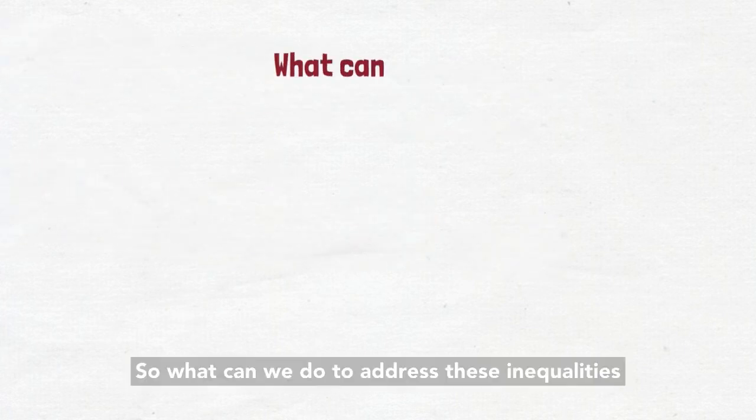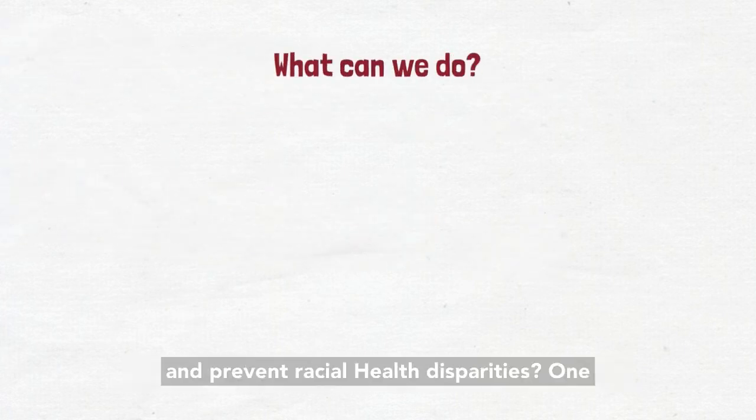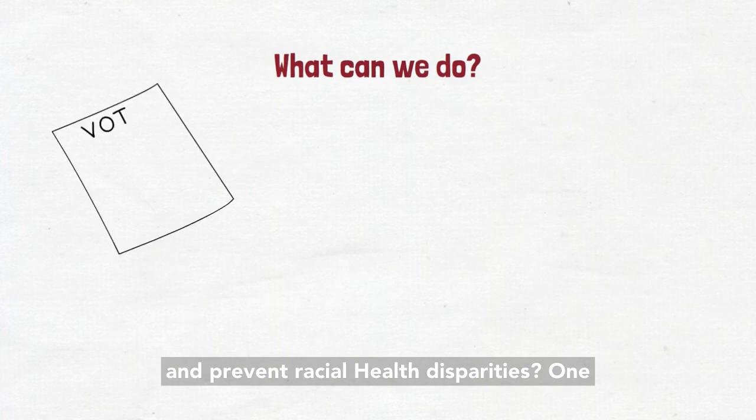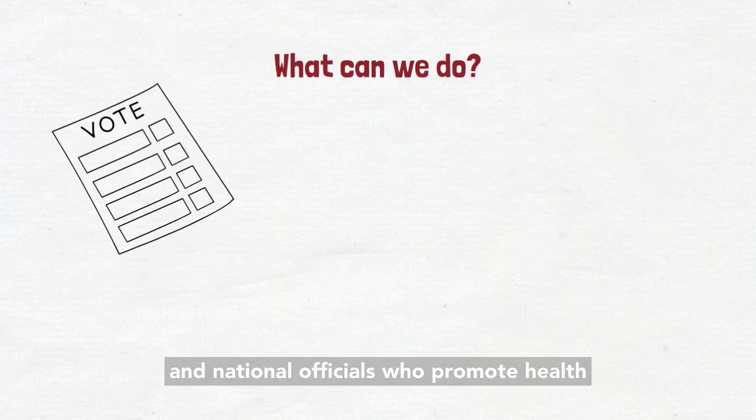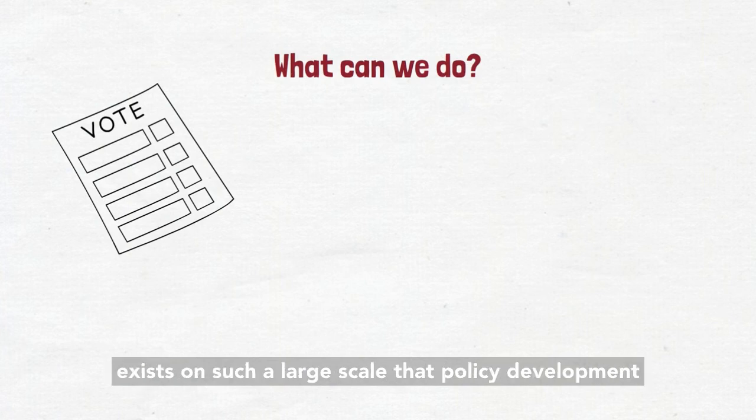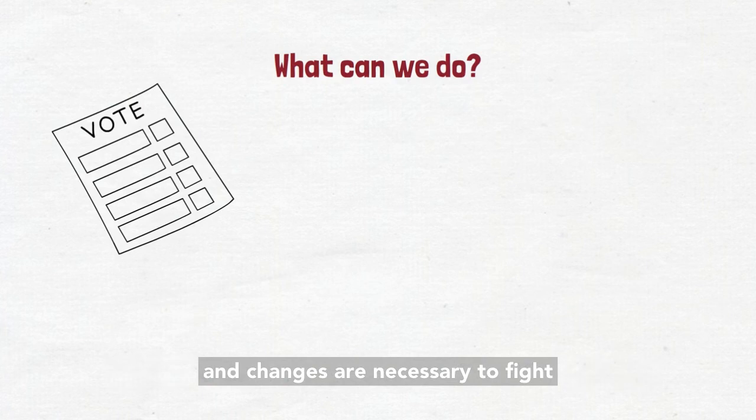So what can we do to address these inequalities and prevent racial health disparities? One thing we can do is vote. We can support local and national officials who promote health equity, access to healthcare, and show clear support for racial equality. Systemic racism exists on such a large scale that policy development and changes are necessary to fight inequalities in health.